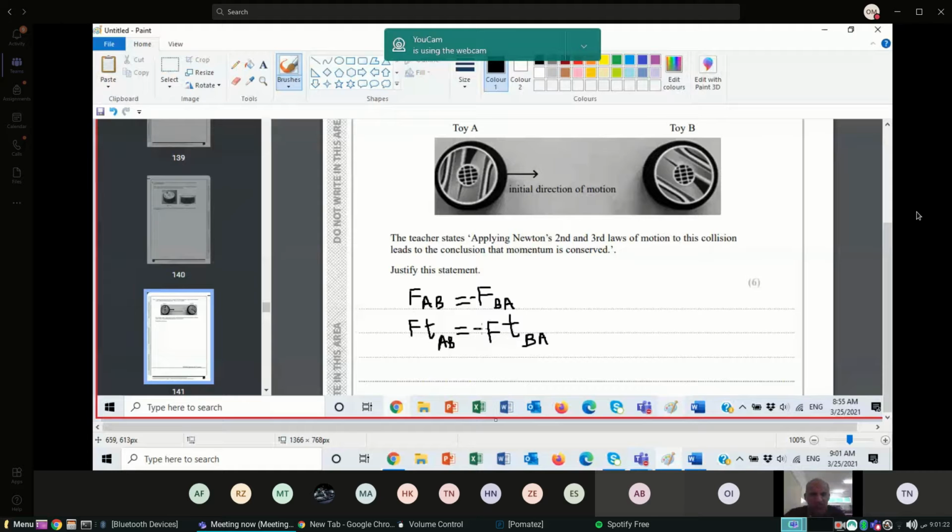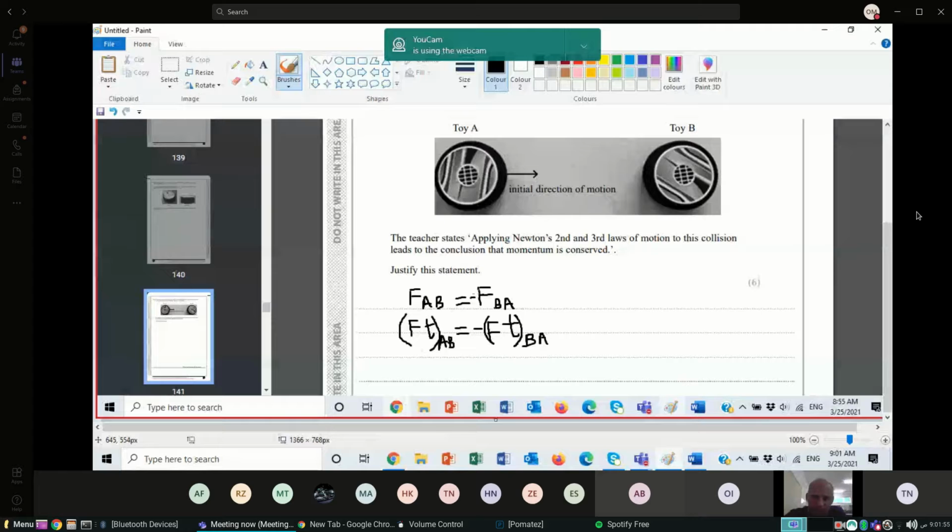So it is force multiplied by time for AB equals force multiplied by time for BA. Like the impulse applied by toy A on toy B is equal to the impulse applied by toy B on toy A. It is equal, provided the time is equal. So 1 mark for writing that the time is equal. This is what we have to write. These 2 equations are enough. So 3 marks for this, and probably we have to write something about this equation.